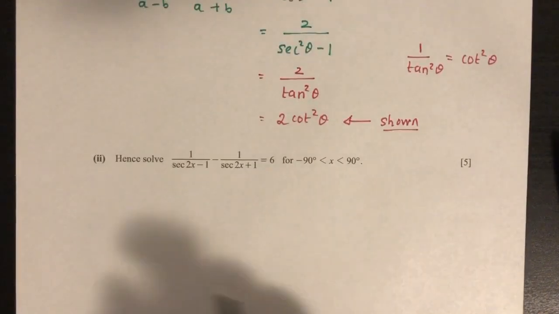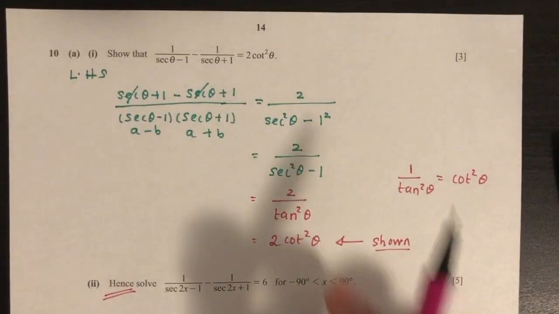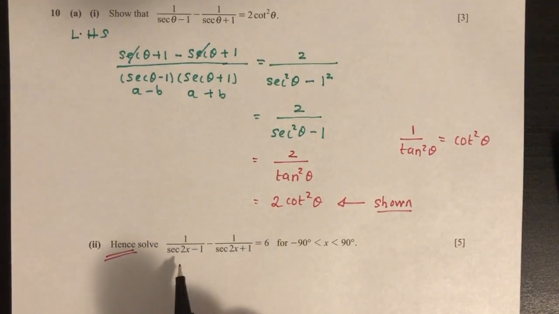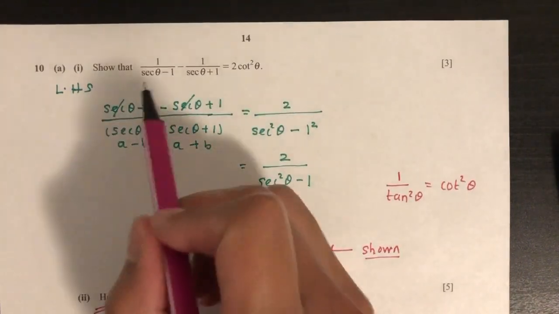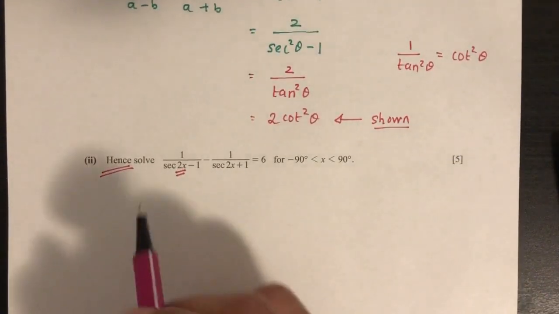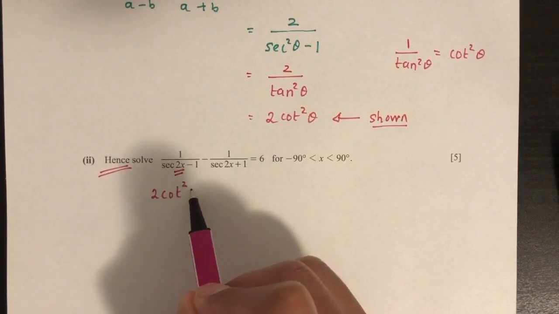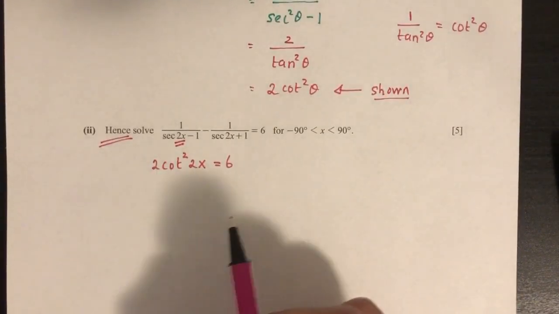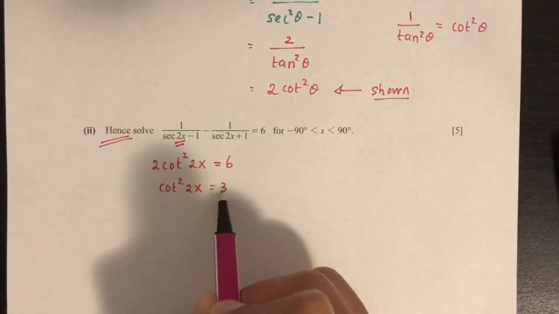So now for part B, it says hence. Whenever you see hence, we have to use the information from part 1. Hence, we have to solve this equation. The only difference here is we have 2x here, and here we have theta. So we replace theta by 2x. Here we will have 2 cot squared of 2x equal to 6. If you simplify, you will have cot squared of 2x equal to 3.